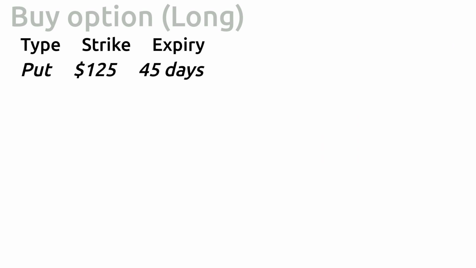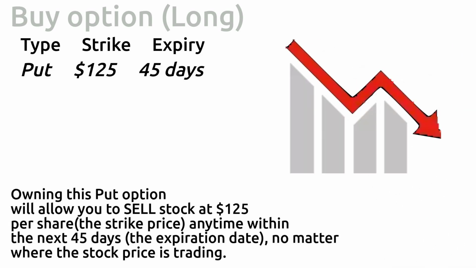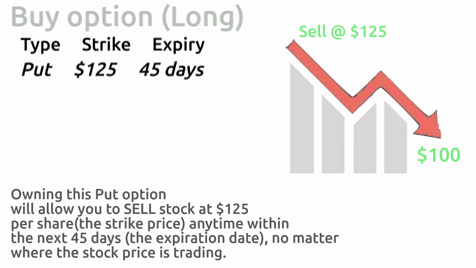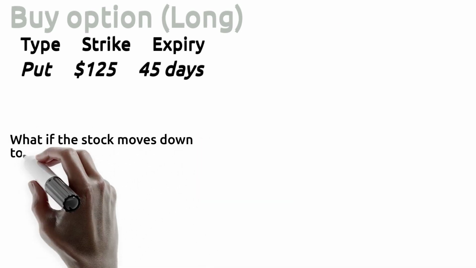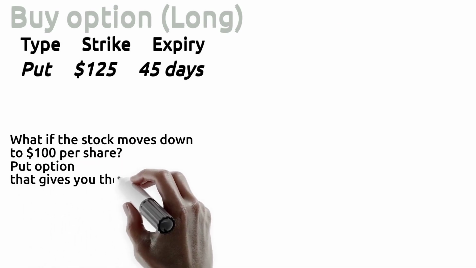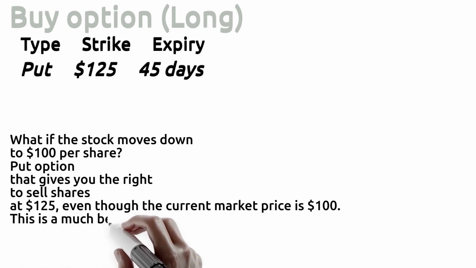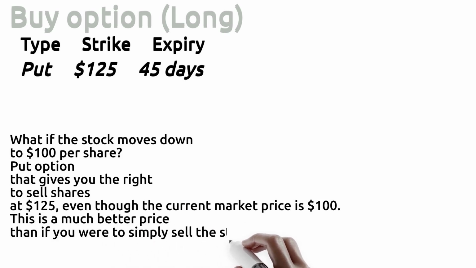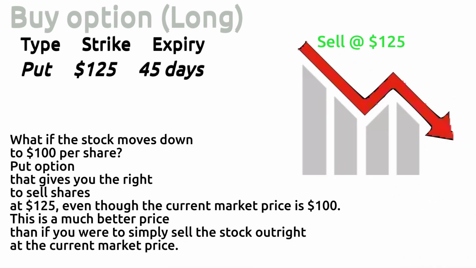Now, instead of buying a call, let's say you bought a put option with a strike price of $125 and an expiration date of 45 days. This will allow you to sell the stock at $125 over the next 45 days, regardless of where the stock price goes. This is valuable because what if the stock moves down to $100 per share? You own a put option that gives you the right to sell shares at $125, even though the current market price is $100. This is a much better price than if you were to simply sell the stock outright at the current market price. Sounds pretty easy, right?